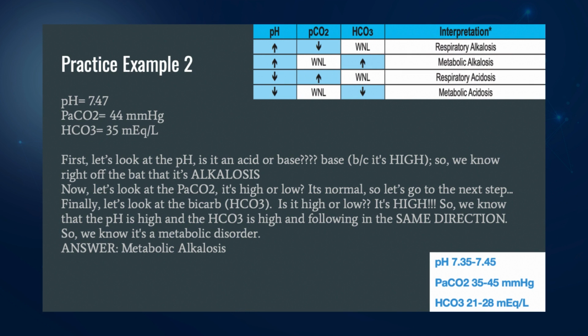Next question, let's do it very quick. Okay, 7.47, it's going to be higher than the normal range, and then 44, if it is 44, it's going to be within defined limits. Our answer is metabolic alkalosis. See how fast?